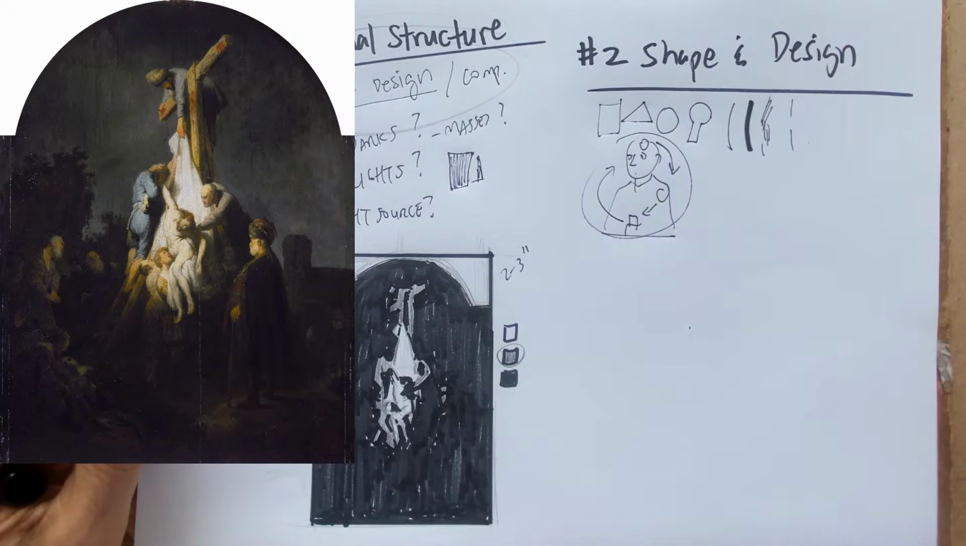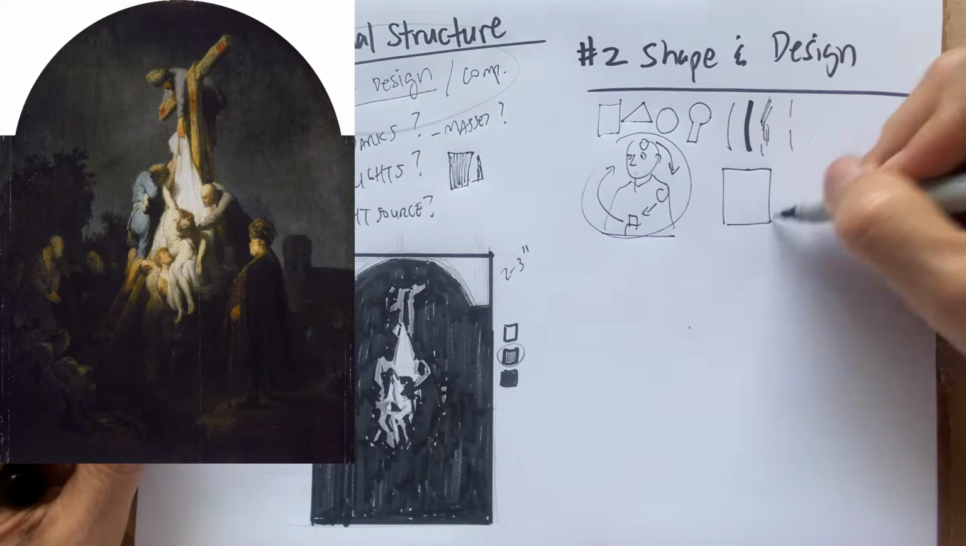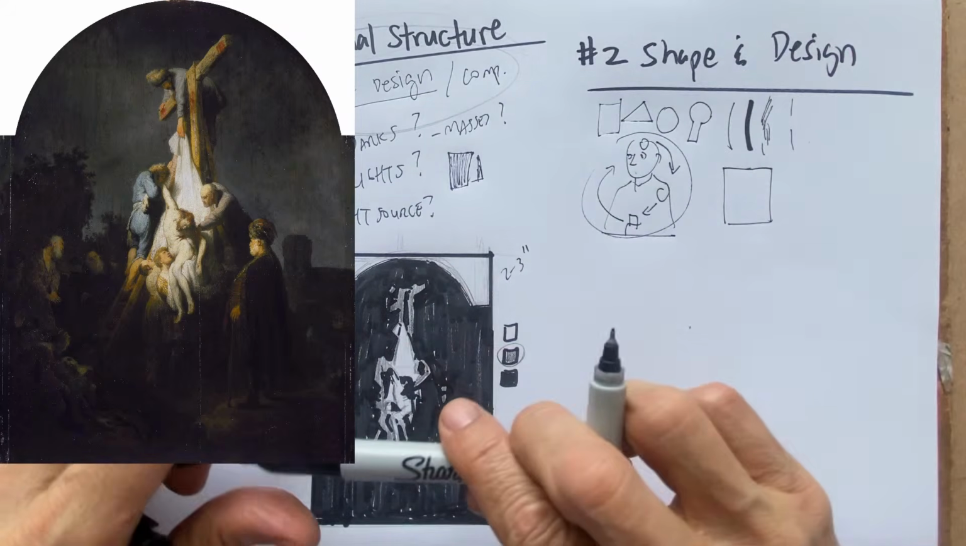That's linear design. So these are all the things I look for in shape design. Similar to tonal structure and tonal composition, it's essentially a compositional exercise as well.